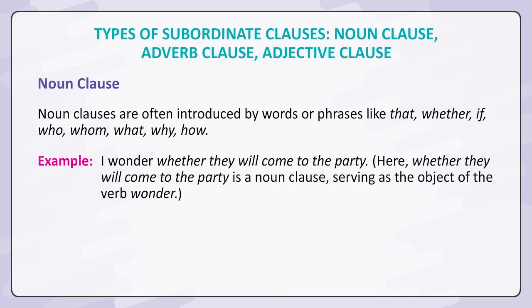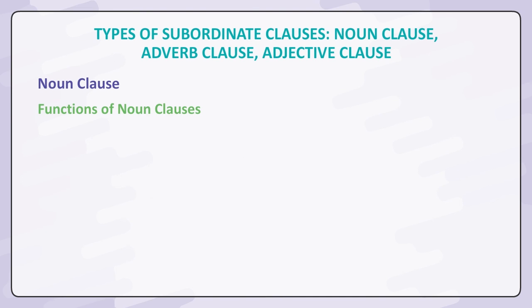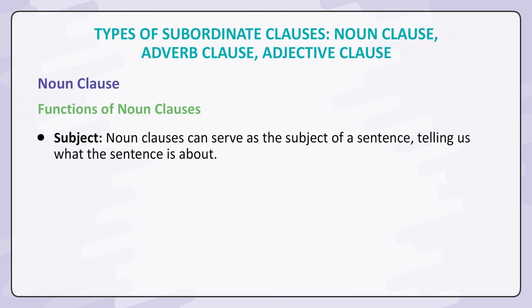Example: I wonder whether they will come to the party. Here, whether they will come to the party is a noun clause serving as the object of the verb wonder. Functions of noun clauses. Subject. Noun clauses can serve as the subject of a sentence, telling us what the sentence is about. Example: What she said surprised me.